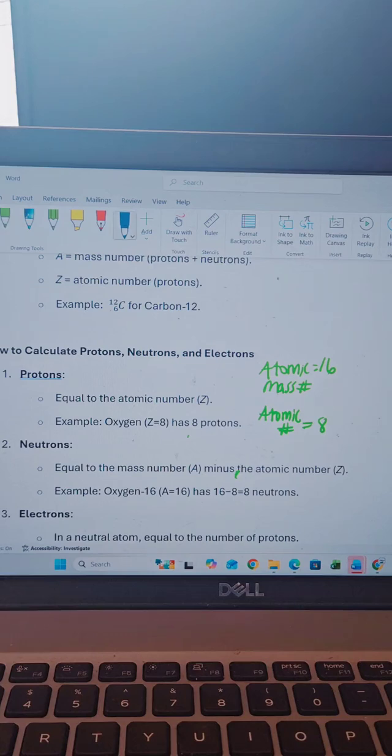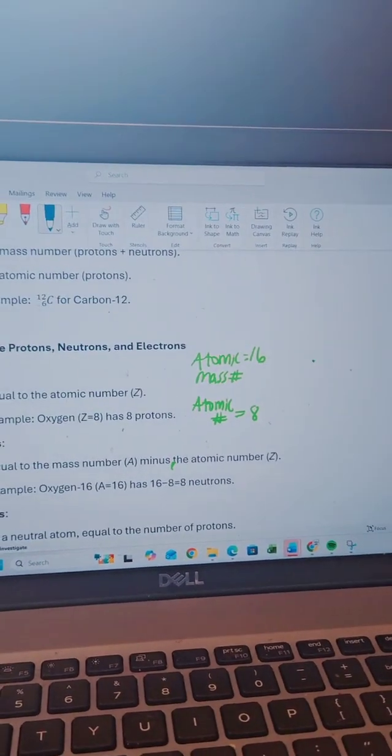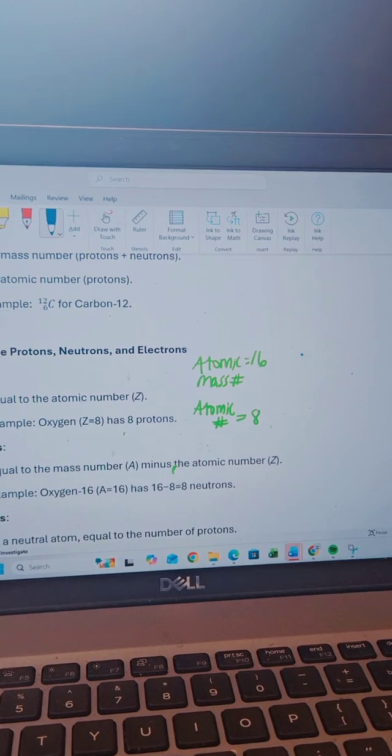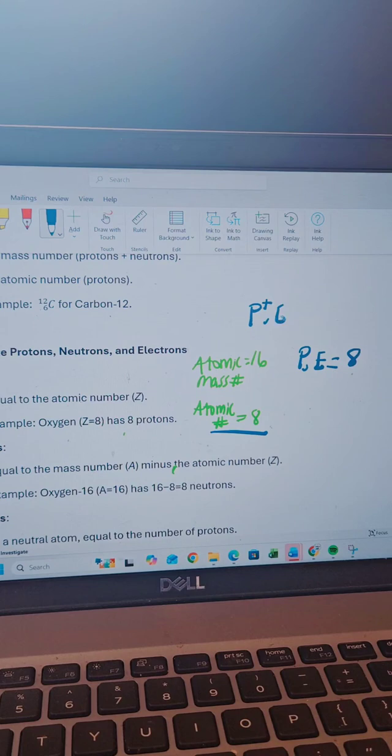I can identify several things right here. I know that the protons and the electrons mean the same thing, which is this number right here, 8. Because if you remember, like I said before, like a sweet pea, protons, electrons, and the atomic number all represent the same thing, which is the number 8.